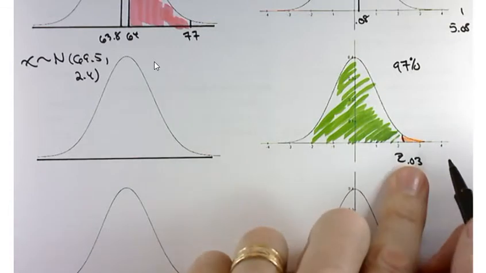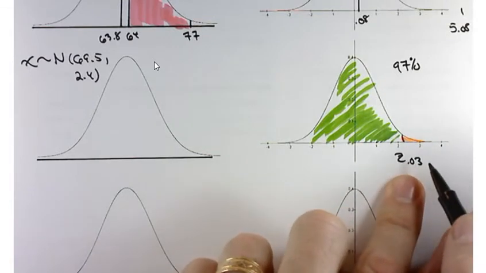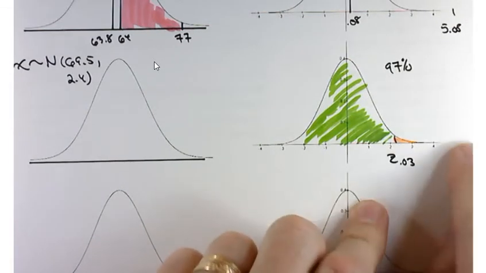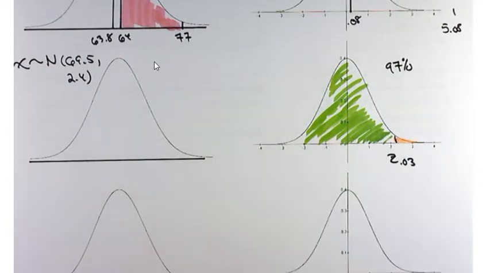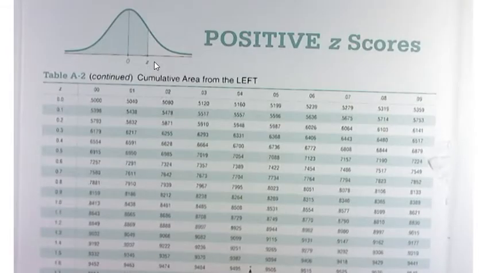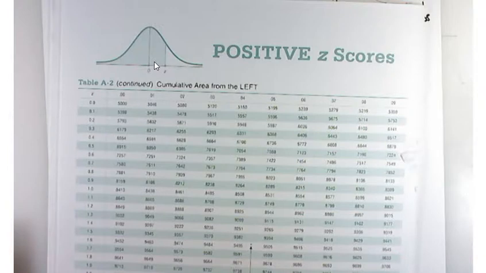Well, first let's find the 97th percentile. That means 3% of the area is going to be in the left tail. What do I need to look up in my Z table? What value should I be looking for from the Z table? Should I be looking up 0.03 down here, 0.03 in here, or something else?